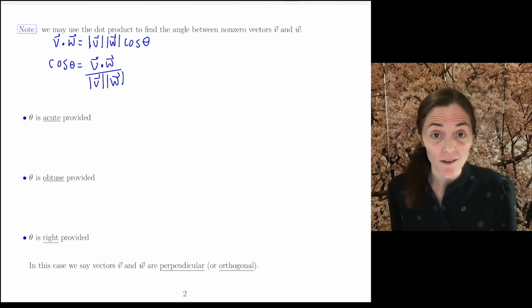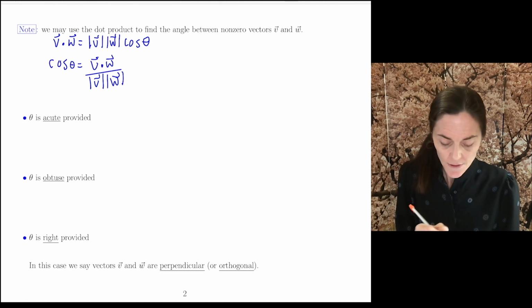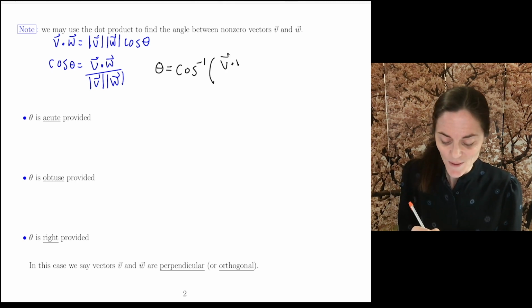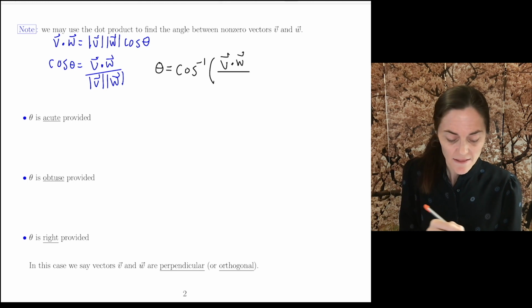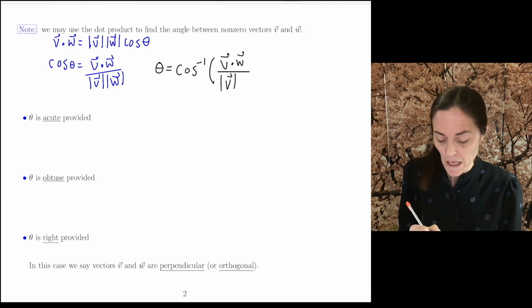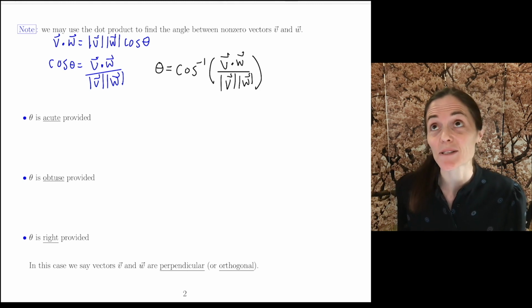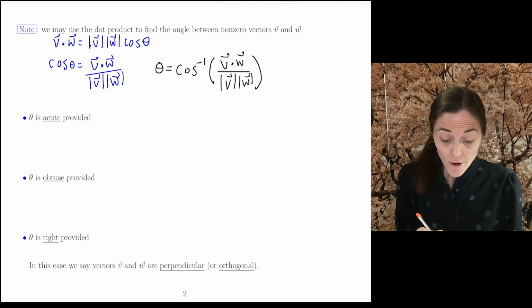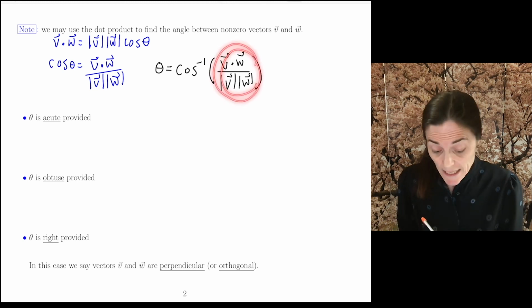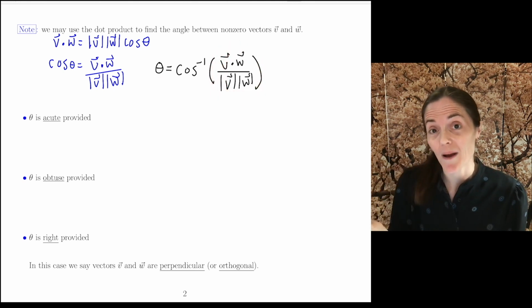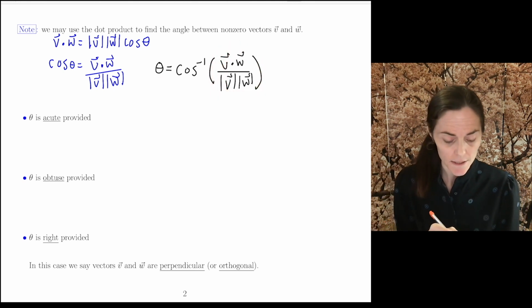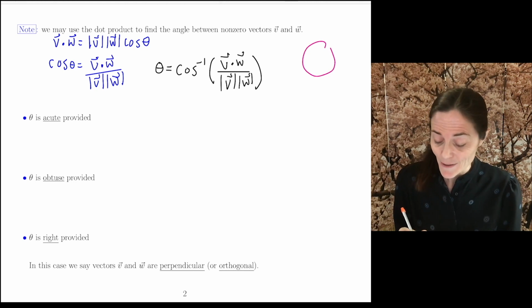How would we find the angle? Well, you just use cosine inverse. So we get theta is cosine inverse of v dot w divided by the length of v times length of w. This might be the first time we talked about cosine inverse since Calculus 2, but you might remember this feeds in a value of cosine, and it gives you back an angle between 0 and pi. This is the way cosine inverse works. So you will always, let me draw a unit circle.